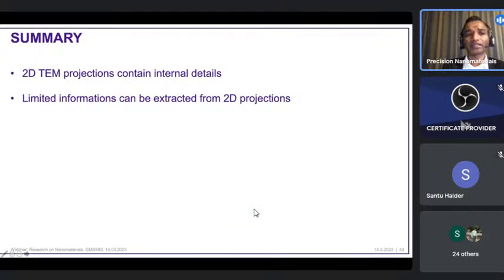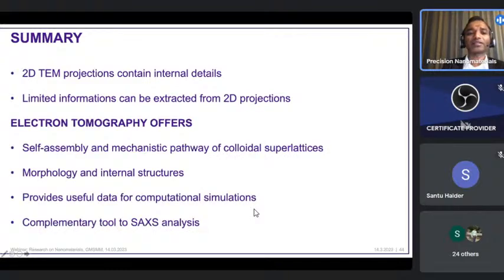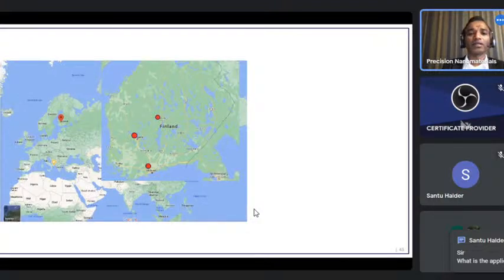So what I can summarize is that transmission electron microscopy gives projections in conventional imaging, but we can only get limited information. Electron tomography offers numerous opportunities to study self-assembly mechanisms, morphology and internal structure, and provides useful data for computational simulation. It is a complementary tool for many other analytical techniques. With this, I stop the scientific part.